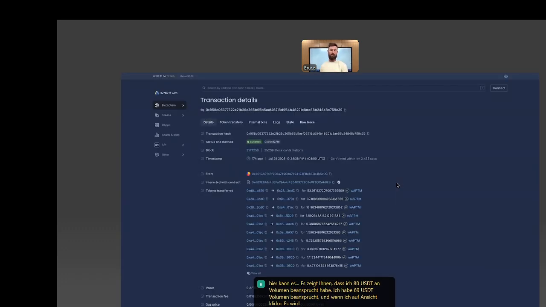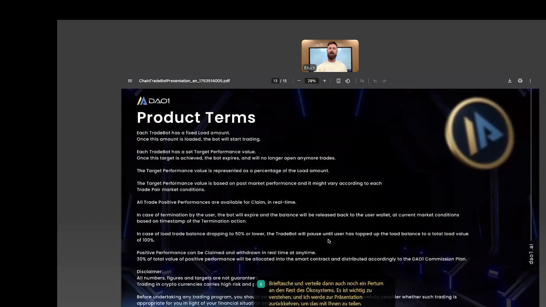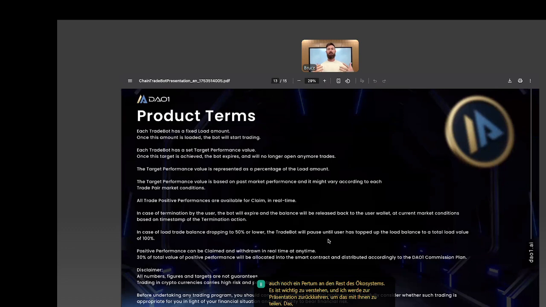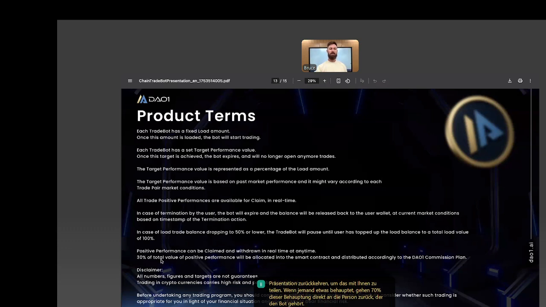And when I click on view, it'll even show the claim action. It'll show exactly how it executed that claim, how it took the USDT, bought Apertum, put Apertum into my wallet, and then also distributed Apertum back into the rest of the ecosystem. It is important to understand, and I'm going to go back to the presentation to share this, that when someone claims, 70% of that claim comes straight back to the person who owns the bot, and 30% of that claim goes into the entire ecosystem. It goes into buying and burning Apertum off the market.